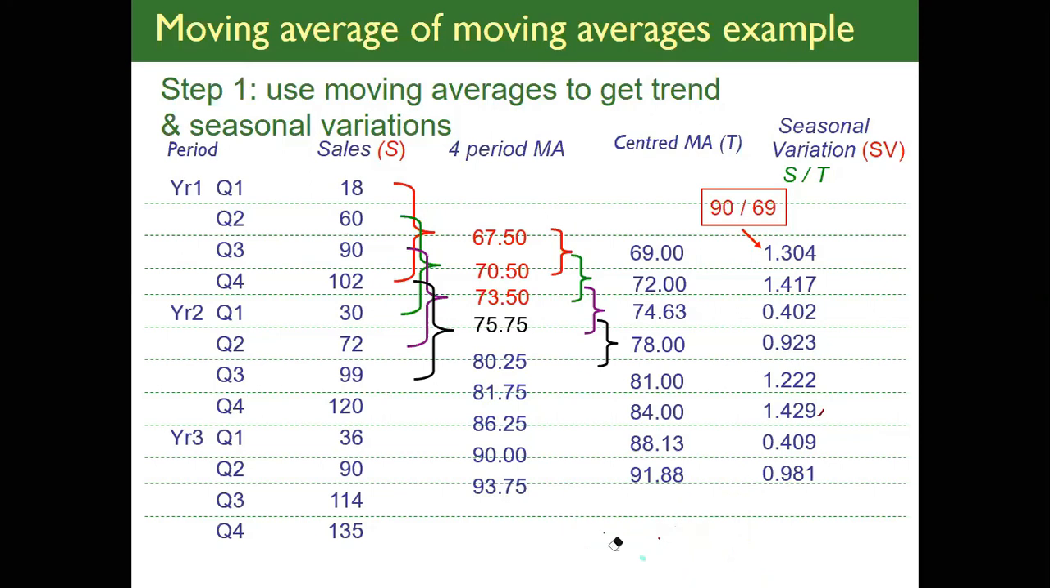So let me explain some data here again. We say that in quarter 3 the actual value is 90, but the average value was 69.